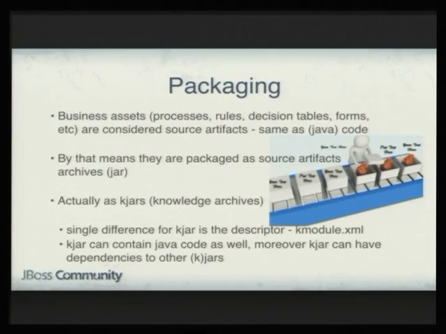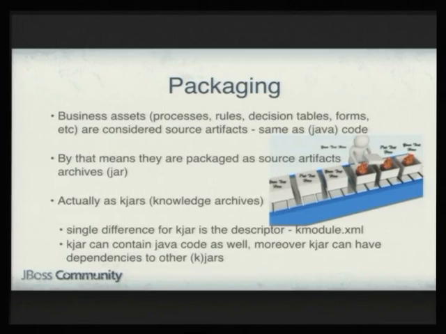And then we have our assets, so we have our processes, we have our rules, we have our data models, and so on. And how shall we move from that place to where we can actually execute that? To be able to do that, we need to package it. And since version 6, jBPM considers all the assets, like processes, rules, models, and so on, as source artifacts. And as such, they will be packaged as source artifacts. And by default, since this is Java, it will be packaged as a jar file.